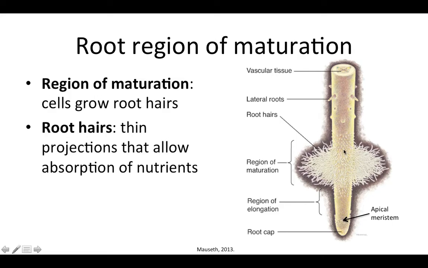As we continue up the root, we see this hairy region. This is the region of maturation, and it's hairy because this is where the root grows root hairs. Root hairs are thin projections. They are cellular, so they are attached to the outside or epidermal cells, and they are very good at absorbing nutrients. Because they're very thin, they have a lot of opportunities to contact the soil or the water that is in that soil, and to absorb both the water as well as dissolved minerals.